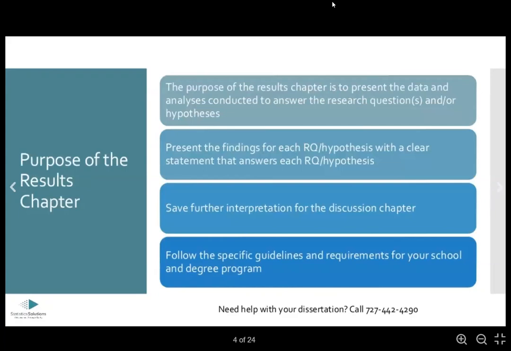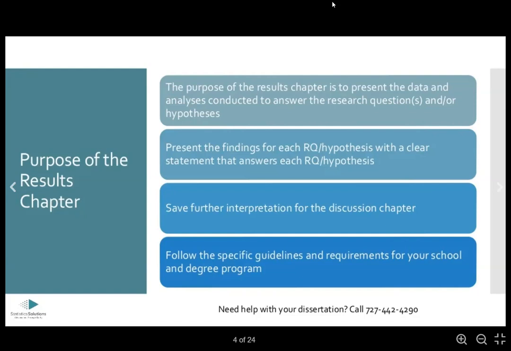So the purpose of this chapter is really to just present the data and the analysis that you did for your study. This chapter is not dedicated to your interpretation of the results, but instead it's really just to present those facts and figures, the numbers that you got, in a very objective way.